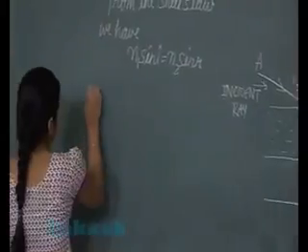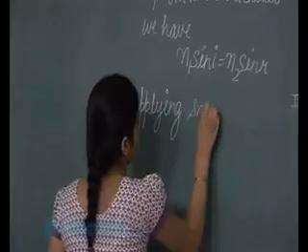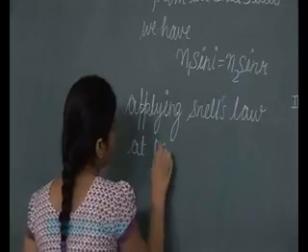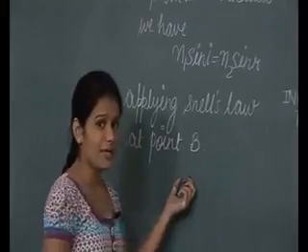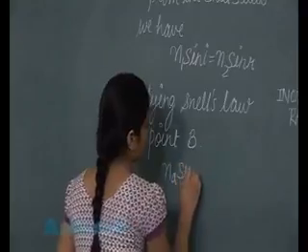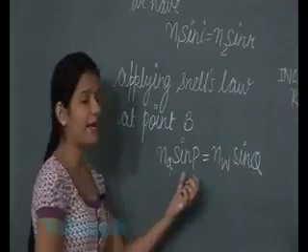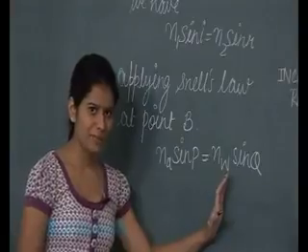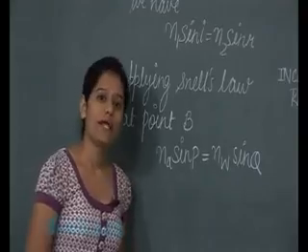Now see, applying Snell's law at point B. At point B, light ray is going from air to water. Therefore, we have Na sin P is equal to Nw sin Q, where Na and Nw are the absolute refractive indices of air and water respectively. P is the angle of incidence and Q is the angle of refraction for air and water boundary.